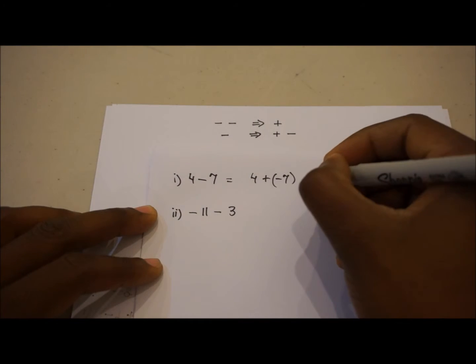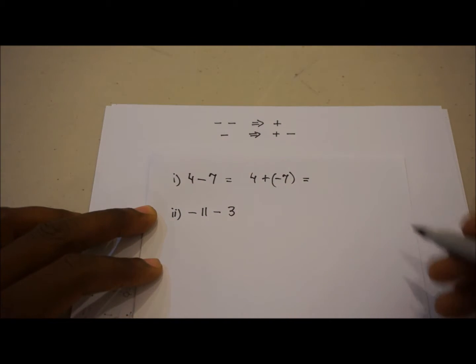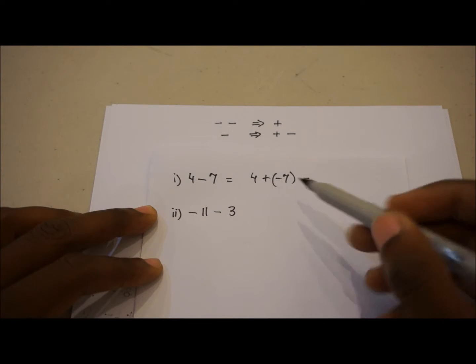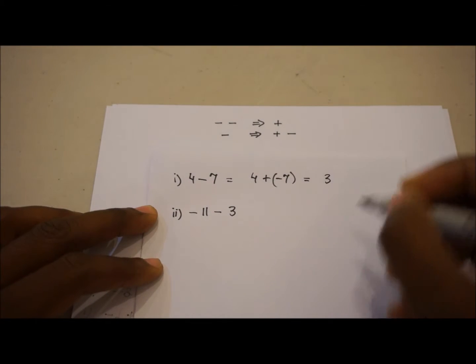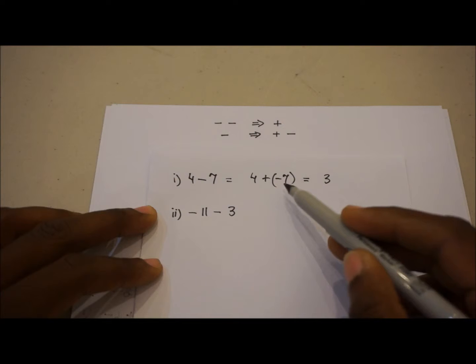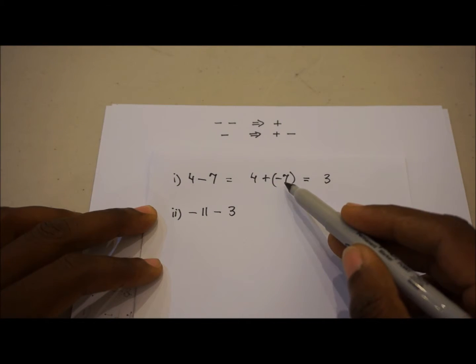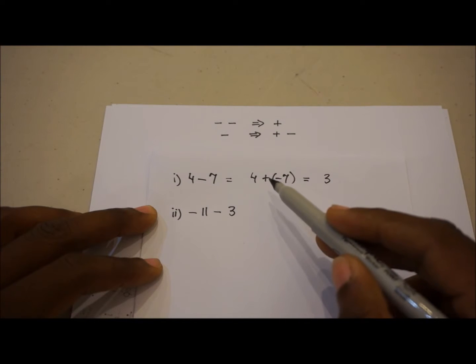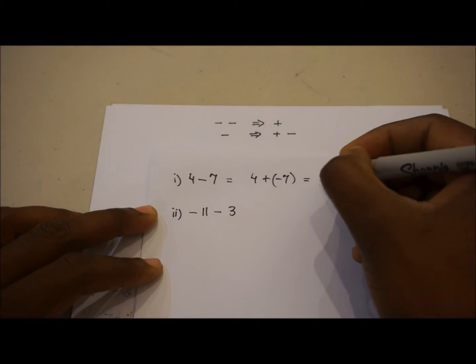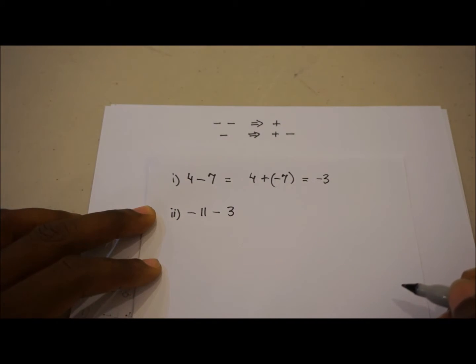Therefore, I need to find the difference between the two numbers. If I find the difference between the two numbers, I get a 3. And my answer gets the sign of the number with the larger absolute value. 7 is a larger number than 4. Therefore, the answer carries a negative sign.